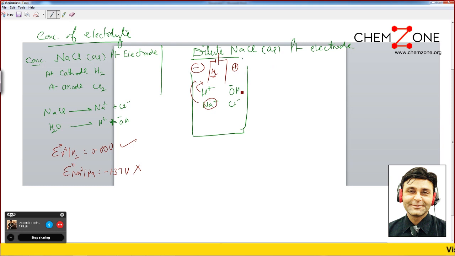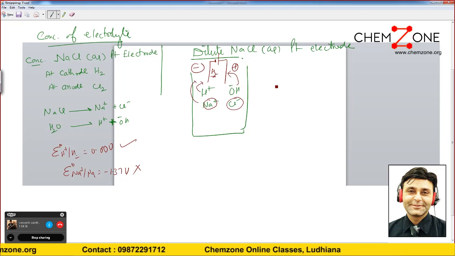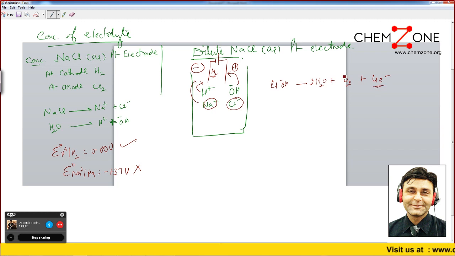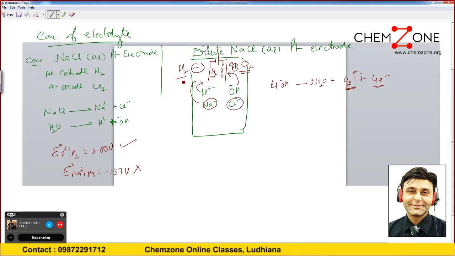But at the anode, Cl negative is in a very, very less amount because the solution is dilute. So OH ion will move and get discharged. The OH ion will be discharged to H2O, oxygen, and 4 electrons. So the oxygen gas, O2, will be liberated here. Getting me? Because Cl negative ions are not present in large quantity. They are in very, very less quantity.